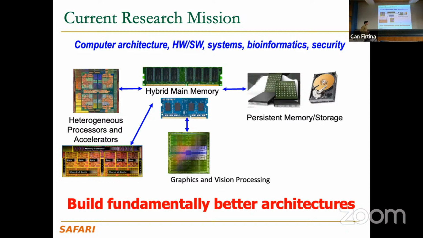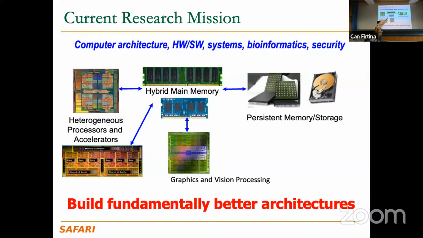Key goal of this group is to build fundamentally better architecture. And this requires us to understand and to work on all the different parts of a computing system. This is why here you see general purpose CPU, you see graphics processing units. You also see, well, maybe this is an accelerator. No, this looks like a CPU core, but maybe FPGAs we could also have here.